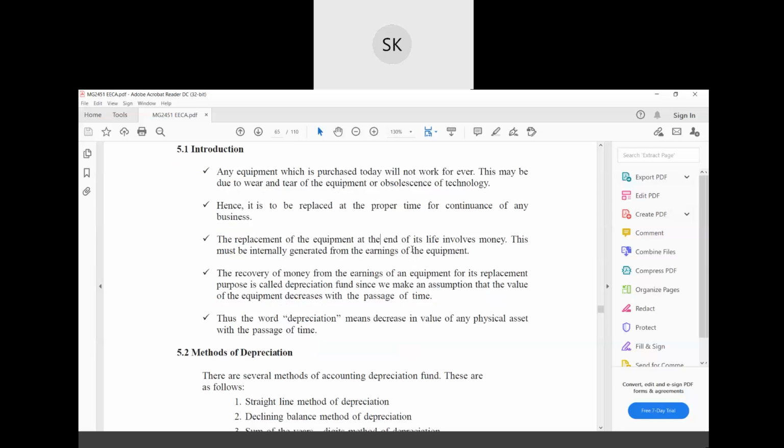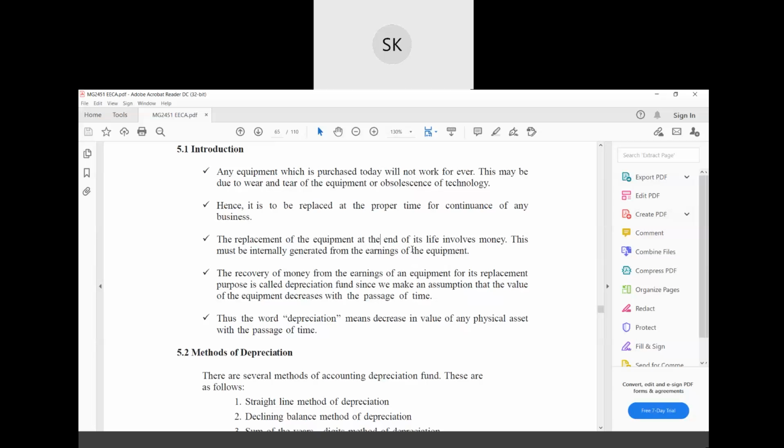Or you have bought a car. After 5 years it won't give you the same fuel consumption or same speed. There may be some changes, right? And anything you purchase, this may be due to wear and tear of the equipment or obsolescence of technology. Hence, it is to be replaced at the proper time for continuation of any business.